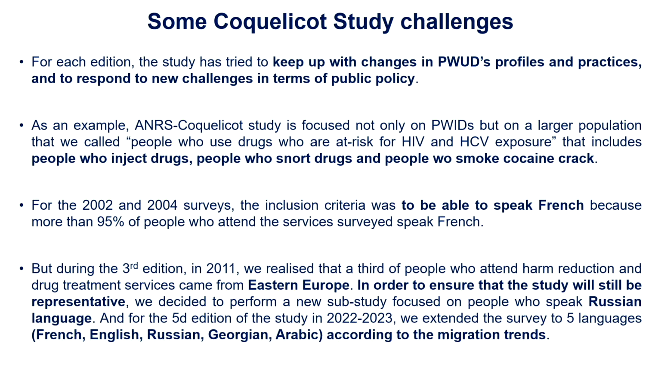So in order to ensure that the study would still be representative, we decided to perform a new sub-study, still called Coquelicot survey, focused only on people who speak Russian. And for the fifth edition of the survey in 2023, we decided to extend the survey to 5 languages: French, English, Russian, Georgian, and Arabic, according to the migration trends, and to be sure to be representative of people who use drugs who attend harm reduction services and drug treatment services.